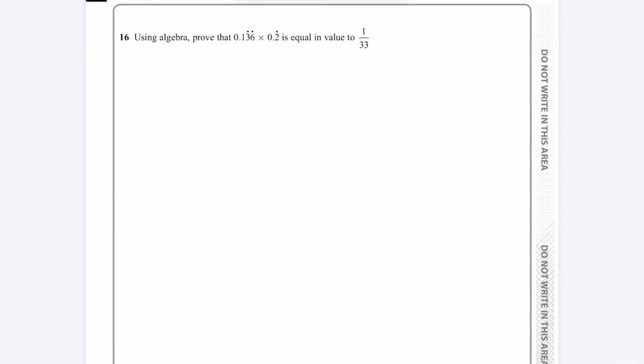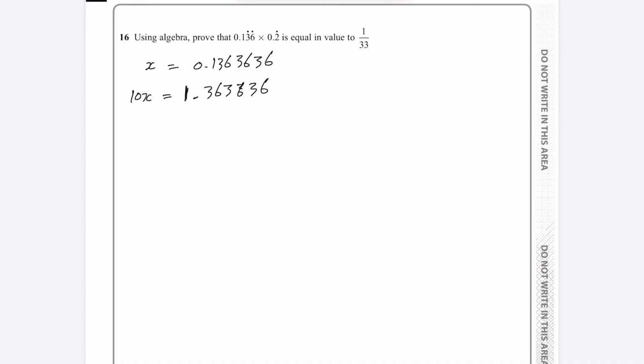Using algebra, prove that 0.136 recurring times 0.2 recurring is equal in value to 0.13. Okay, so think back to the recurring decimals topic. So we have x, in this case, is equal to 0.136, where the dot is on top of 3 and 6, which means the 3 and 6 are recurring. If I times that by 10, and the reason I'm timesing it by 10 is because I want to get the recurring part on its own. There we go, now the recurring part is on its own, 3, 6, 3, 6.